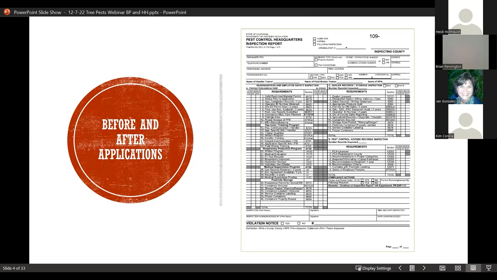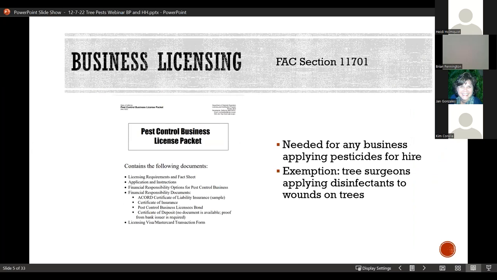So let's get into it. When a business uses pesticides in California, they have certain responsibilities that they have to meet before they even start working, and then things they have to do after an application is made. That's what we're going to go over. So first, any business that applies pesticides for hire must be licensed. There are exemptions, but they're few and far between. If applying pesticides is a regular part of your work and it's not just incidental to your regular work, then you need a business license.